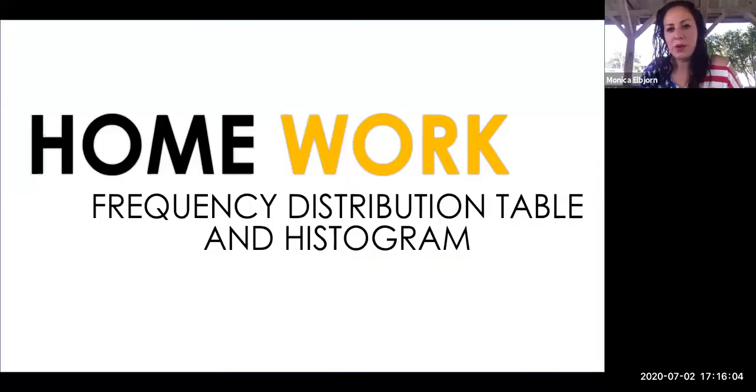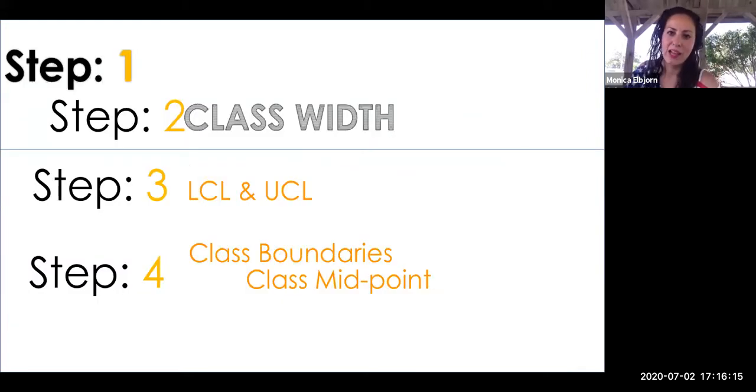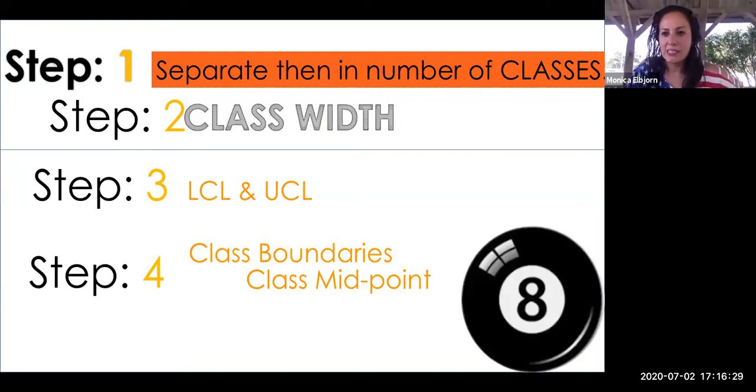Okay, so remember about our homework that we decided that we're gonna make a frequency distribution table and a histogram. And you are gonna ask all your ages in your family. So step one was separate the numbers in classes. We decided we were gonna start dividing into 8 groups. Step two, we're gonna get our class width, and step three, with our class width, we're gonna start a lower class limit and then our upper class limit. And step four, getting our class boundaries and class midpoints.